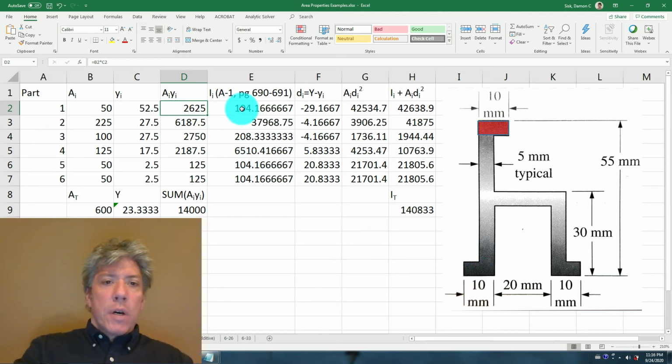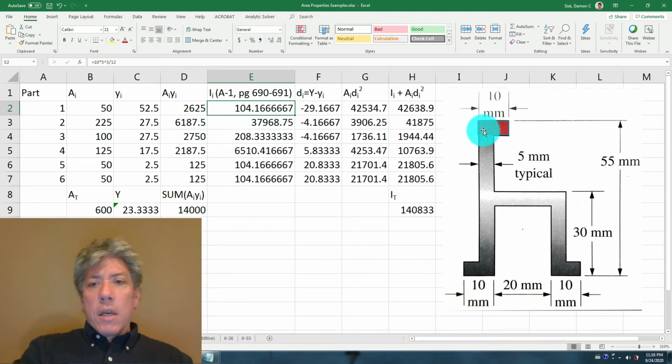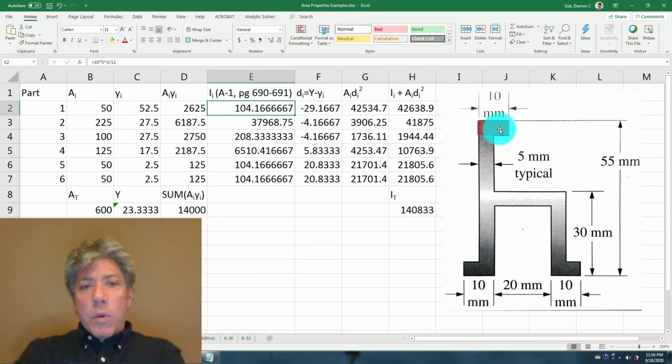So now let's move on to column E. Well, this is the area we're talking about. We're on row 1. What is the moment of inertia, the second moment of area for this area? Now here you have to be careful because here what we're doing is we're calculating the moment of inertia from some tables, page 690 and 691.